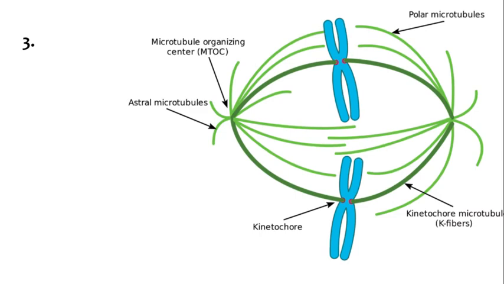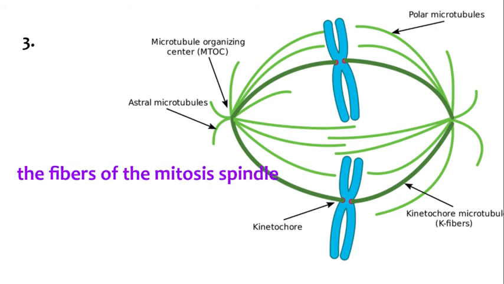Number 3, Taxol's an anti-cancer drug. Taxol must affect... okay, let's start with the answer first. It's going to be the fibers of the mitotic spindle. They're going to disrupt microtubule formation. And remember, microtubules are what form these spindle fibers.